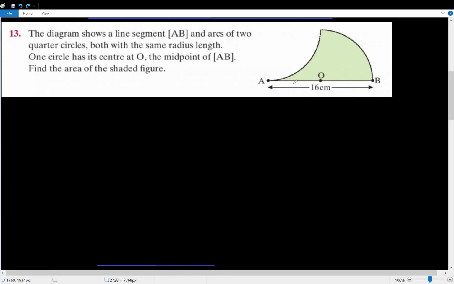Since O is the center point of AB, we can say that the length of this bit here is 8 and the length of this bit here is 8. And then because the arcs are the arcs of quarter circles and O is the center of one of them, we can draw our line from the top here down to O and mark off one quarter circle just there. So we've got one whole quarter circle here on the right.